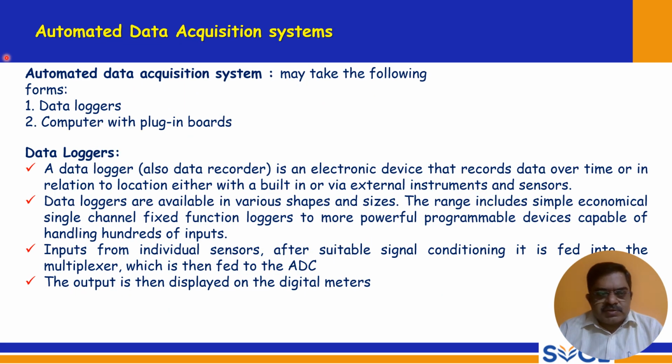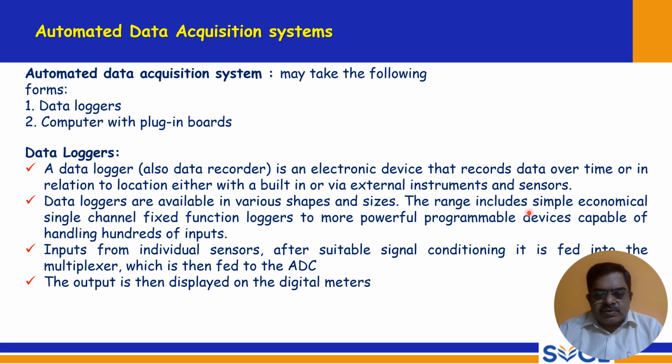Automated data acquisition systems. An automated data acquisition system may take the following forms: data loggers, computers with plug-in boards. A data logger is also known as a recorder. A data recorder is an electronic device that records data over time or in relation to location, either with a built-in or via external instruments and sensors.